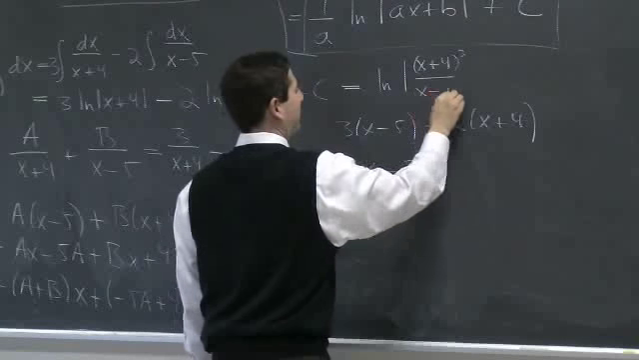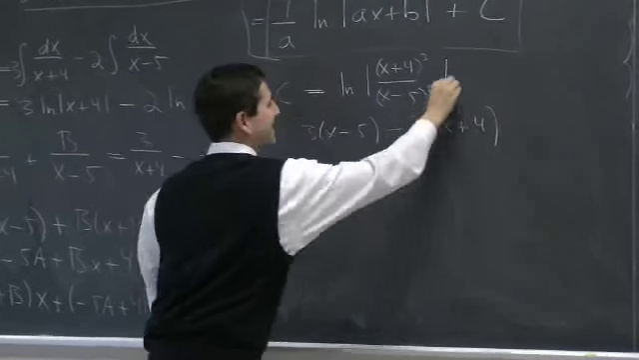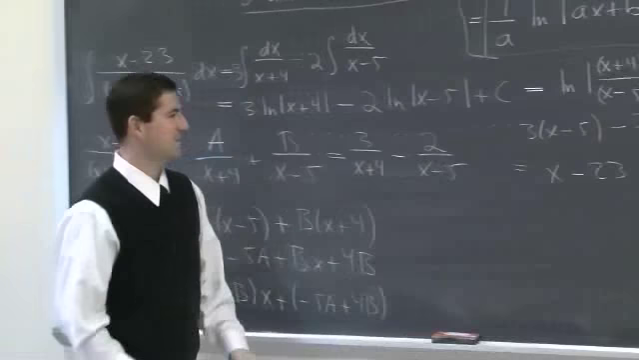over x minus 5 squared plus c. Very good. Okay.